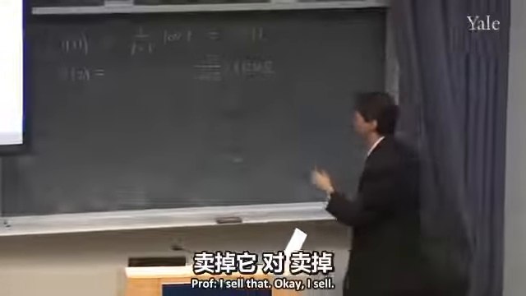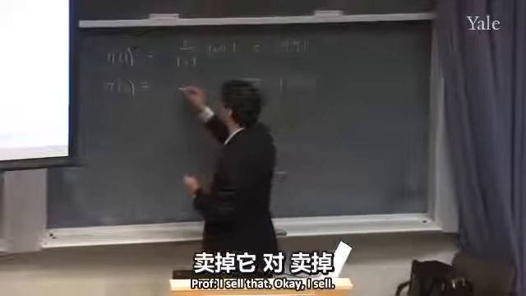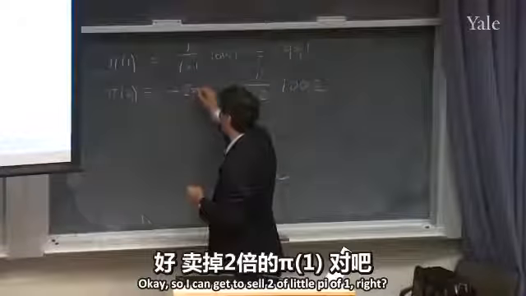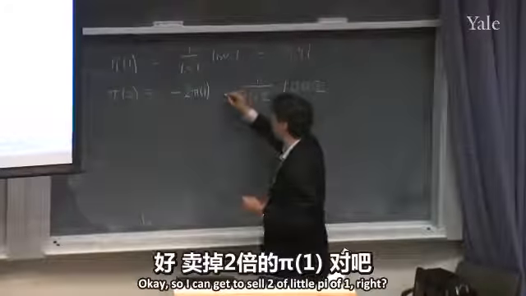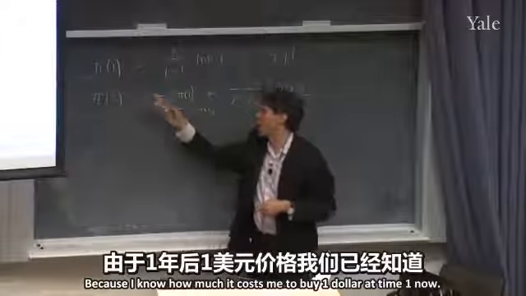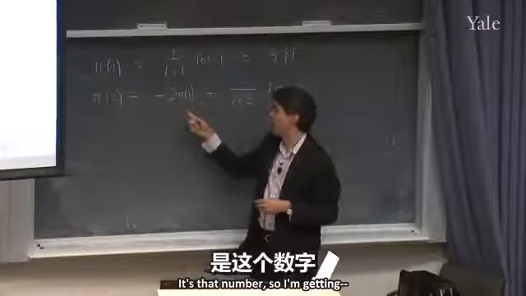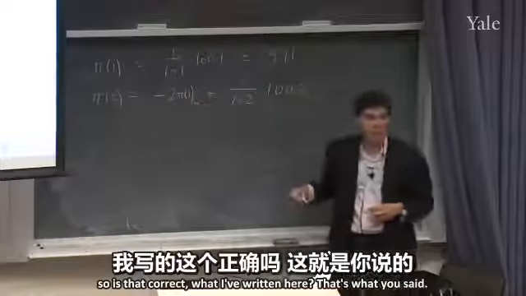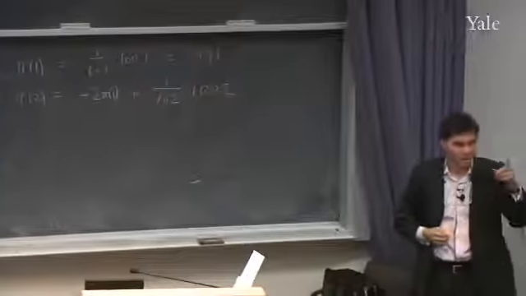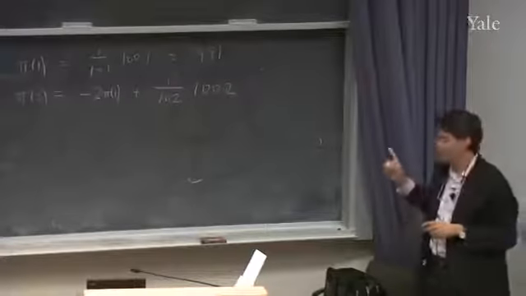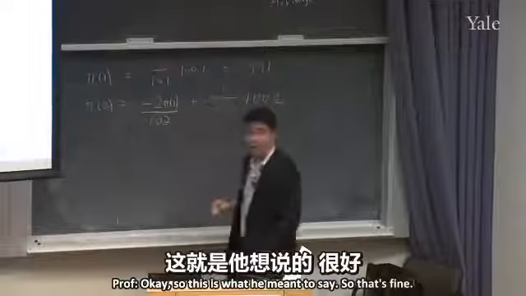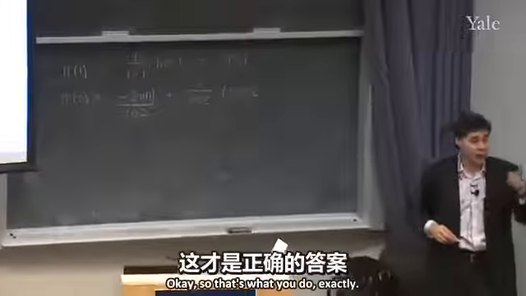I sell that, okay, so I can sell 2 of little pi of 1, right? Because I know how much it costs me to buy $1 at time 1, it's that number. So is that correct, what I've written here? That's what you said. That's not quite right. You didn't actually buy $2, you bought... Okay, so this is what he meant to say. That's fine. So that's what you do exactly.